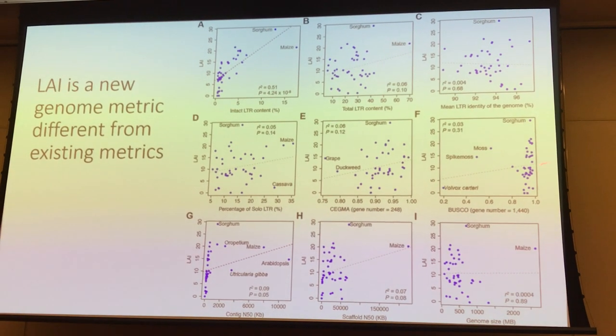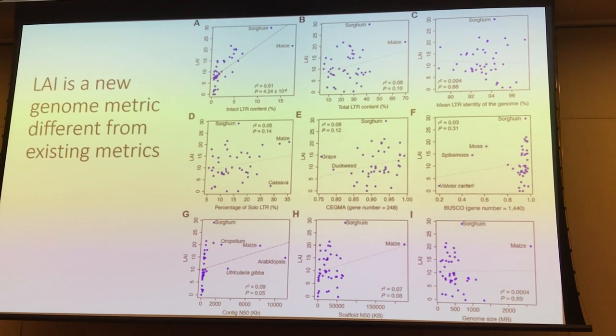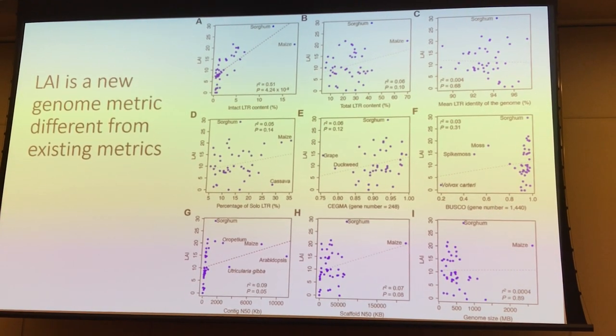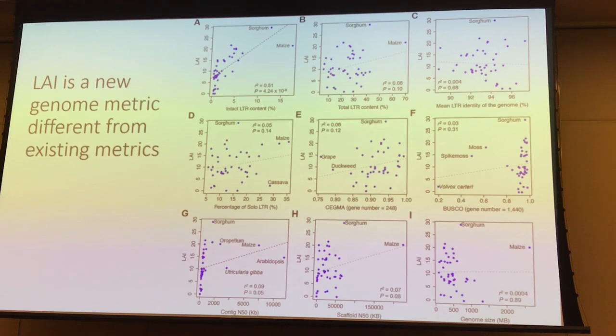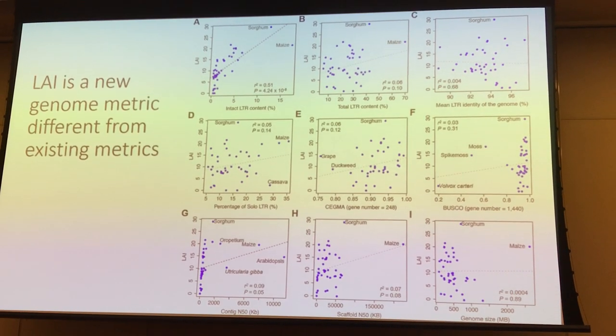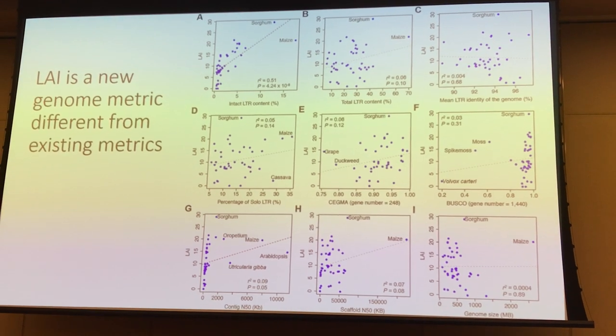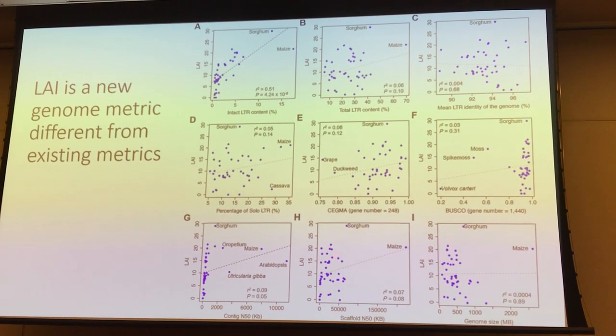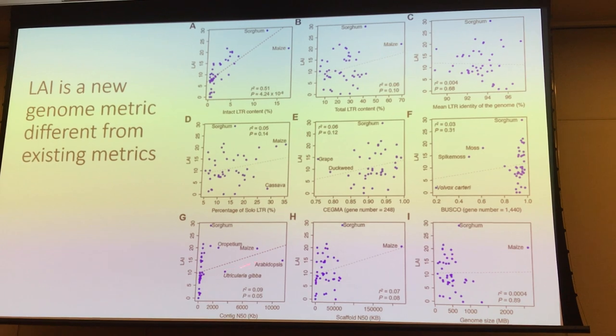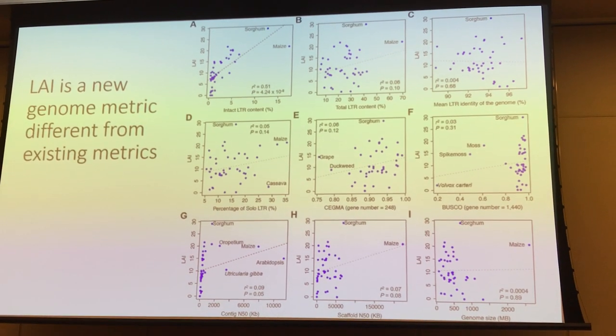And this is a Fushu and Sigma score, which is used to benchmark the gene space assembly. It's also not correlated to LAI, which means you can have a very good gene space assembly, but you may not have a good repeat space assembly. And LAI is slightly correlated to the contig N50, like the contig size.